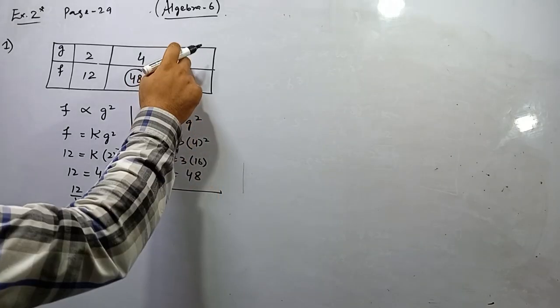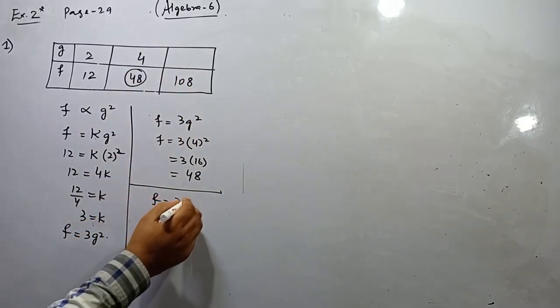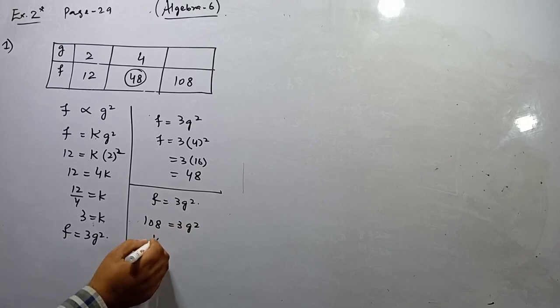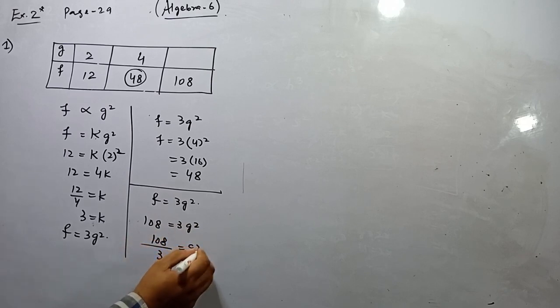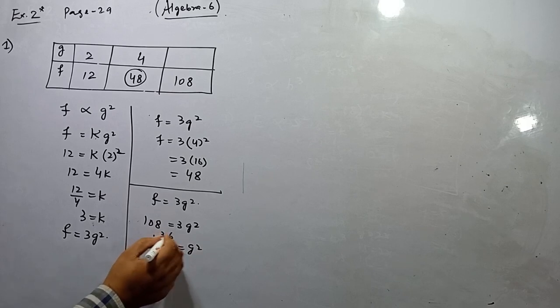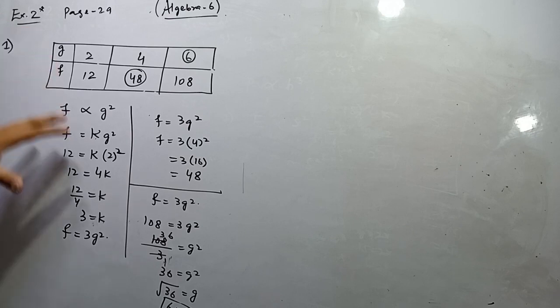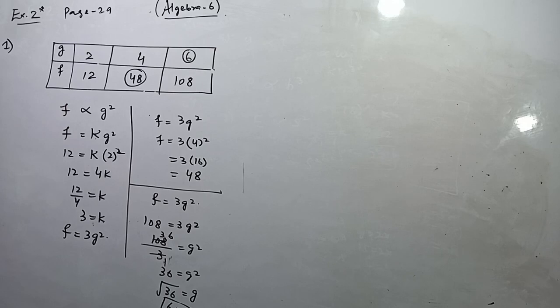Now the next is I need to find the value of G. I will write F is equal to 3G square. And F is 108, equals 3G square. Now I will do transposition. 108 divided by 3 is equal to G square. 3 1s are 3, 3 3s are 9, 3 6s are 18. So 36 is equal to G square. I am taking the square root of 36 is equal to G. Or we can say I am taking square root both sides. That's also correct. So I will get 6 is equal to G. So the answer of G is 6 here. You can see here in the question no value was given in the sentence. Only the table was given.